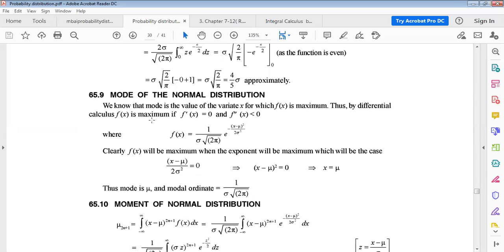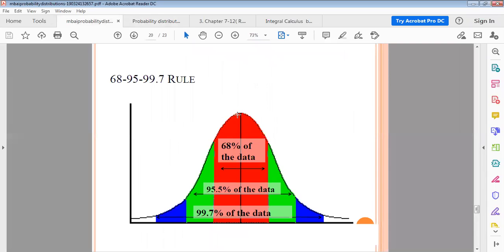And similarly, we can find the mode for the normal distribution using the same probability density function. We know the mode is the value of the variate x for which f of x is maximum. f of x will be maximum if the e to the power something value is 1. The highest value is 1, that means if x minus mu divided by 2 sigma square is 0, e to the power 0 means 1. This is why, to get the maximum value of f of x, x minus mu must be 0, and this gives x equals mu. That means the maximum f of x is at the mode position for this normal distribution.